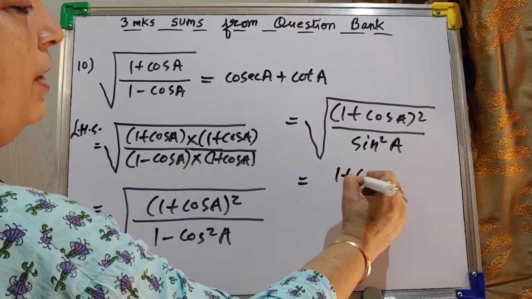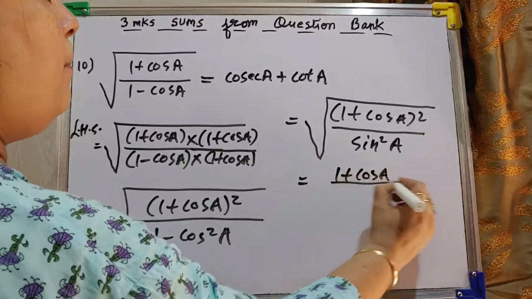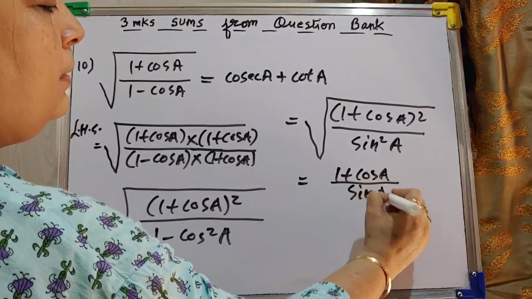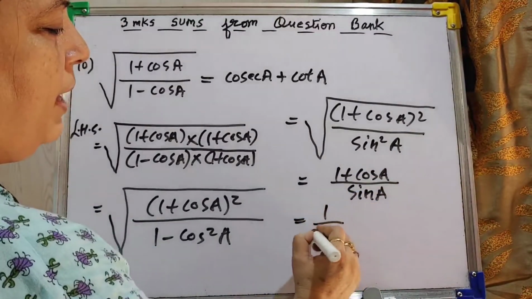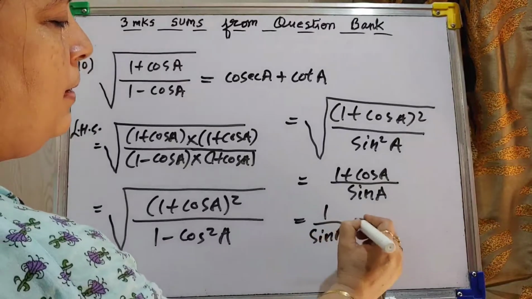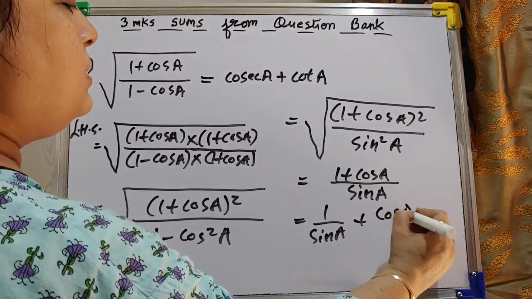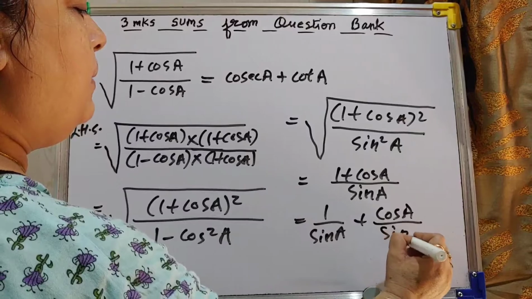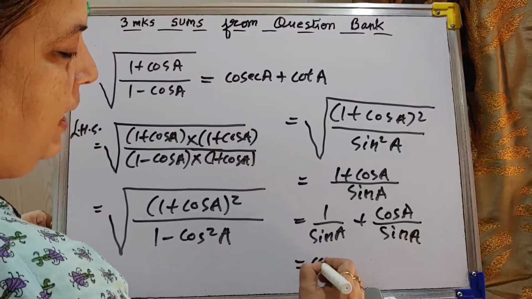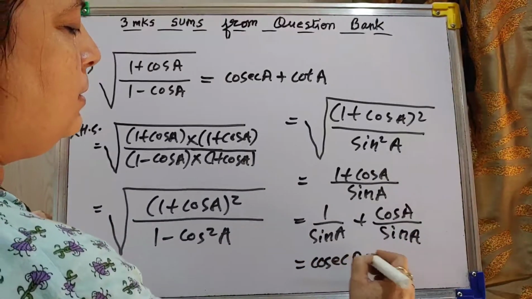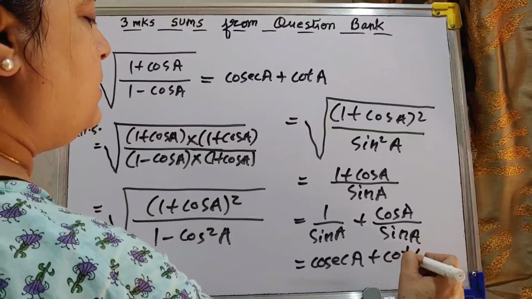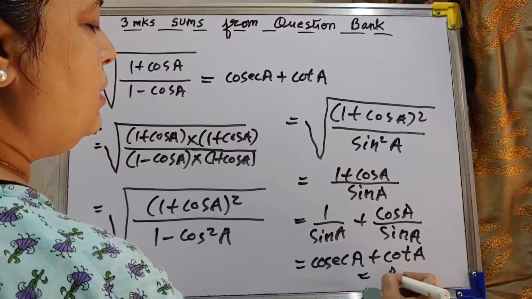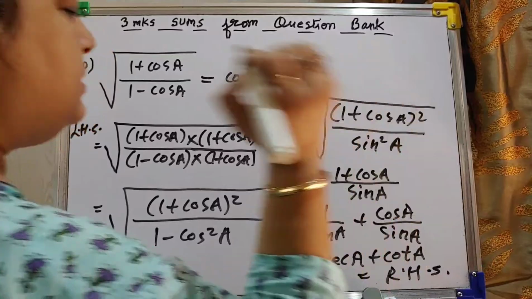So this will be 1 plus cos A upon sin A. Segregated, 1 by sin A plus cos A upon sin A. 1 by sin is cosec. Cos by sin is cot. That is only your right hand side.